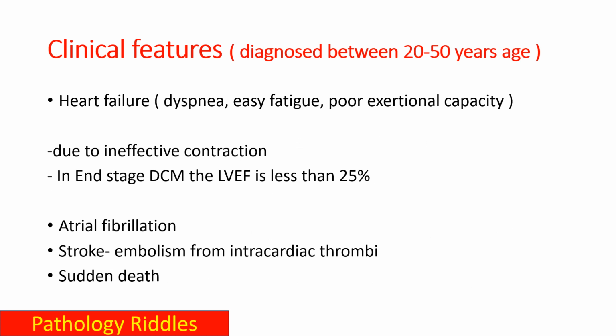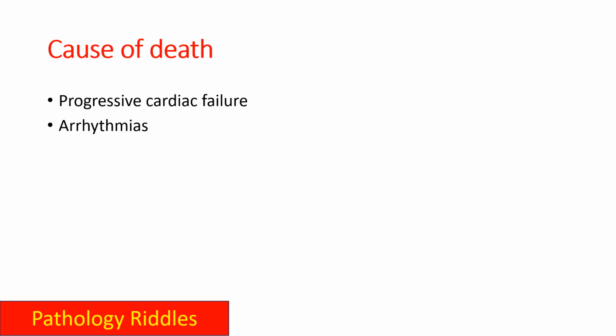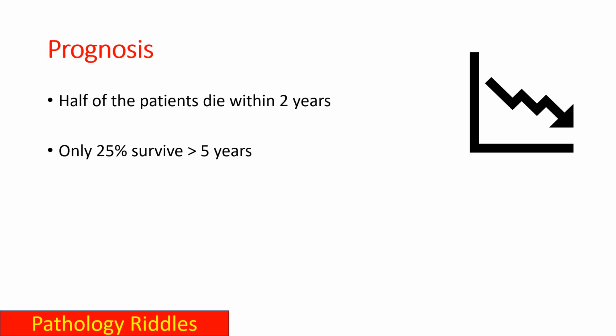Coming to clinical features, due to ineffective contraction, the ejection fraction is reduced to less than 25%. So there will be heart failure, and its symptoms are dyspnea, easy fatigue, and poor exertional capacity. It can also lead to atrial fibrillation and stroke due to embolism from intracardiac thrombi, which we discussed earlier, and this can lead to sudden death. Causes of death can be progressive cardiac failure and arrhythmias. Prognosis, it has a bad prognosis. Half of the patients will die within 2 years. Only 25% survive for more than 5 years.